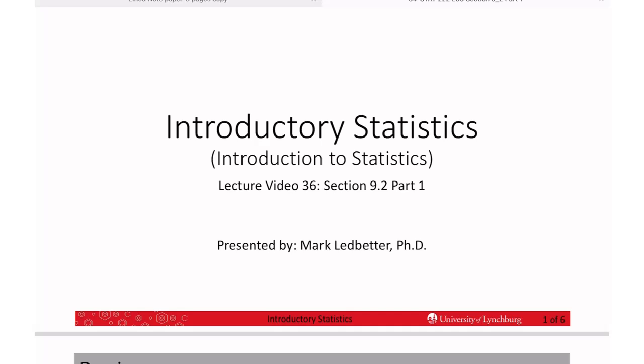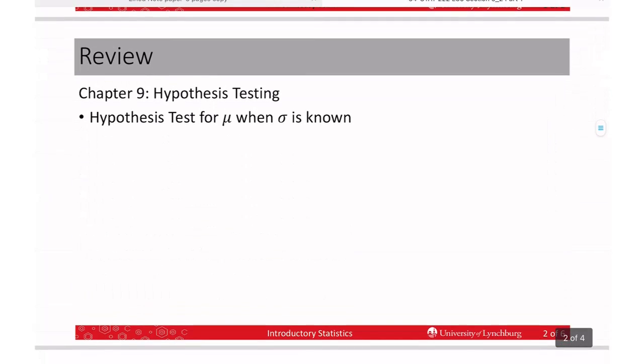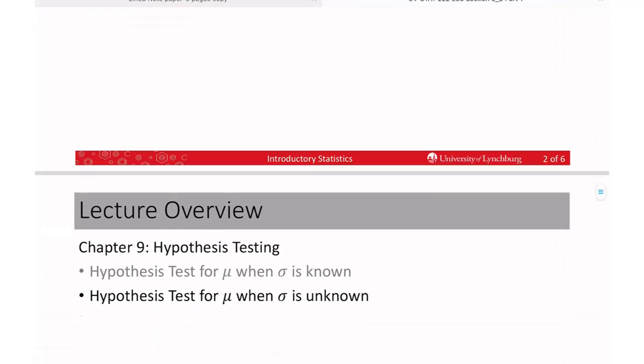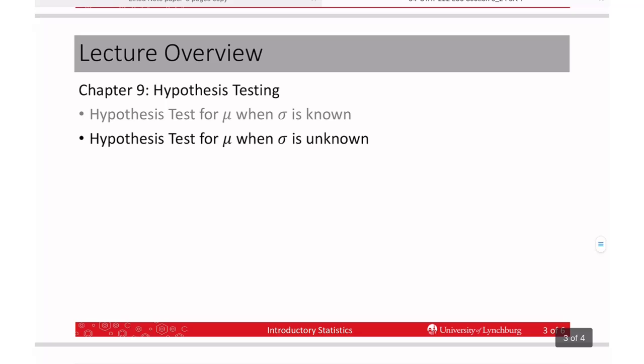This is part 1. In the last few videos, we have discussed and understood how to do hypothesis testing for the population mean, mu, when sigma is known. In the next set of videos, including this one, we are going to learn how to perform hypothesis tests for the population mean mu when we do not know sigma, and this is a much more realistic case. It's what usually happens in real life.